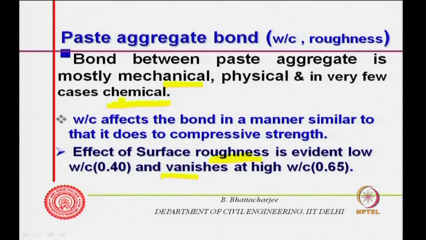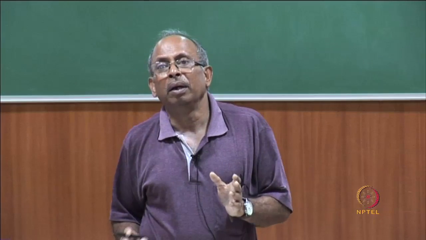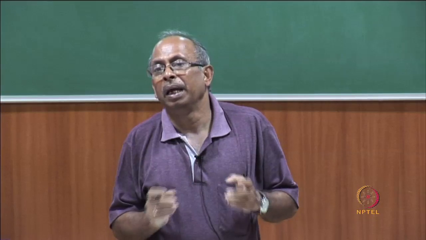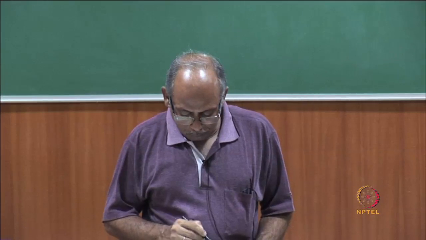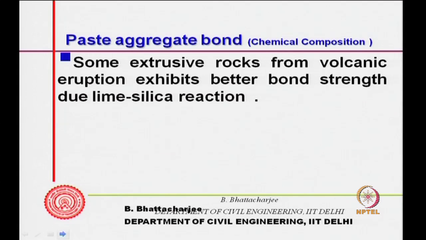Now, testing this is not very easy, effect of roughness, but some test has been done. For example, bond is created between aggregate surface and the paste, and then try to find out through a pull out kind of a test, and some results are available. Typically, we will just show it in a kind of table. So, some results are available.